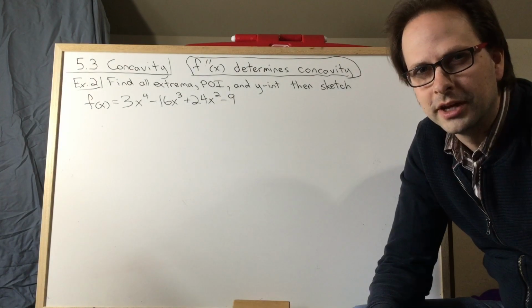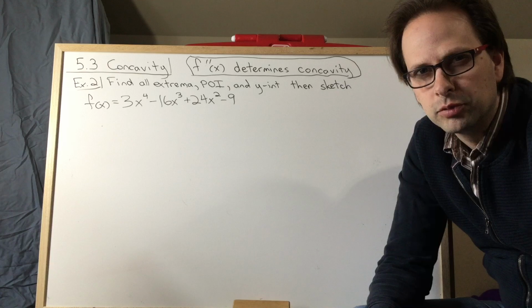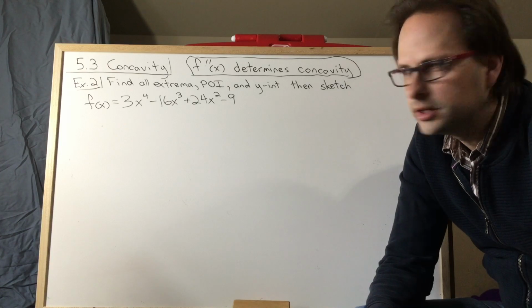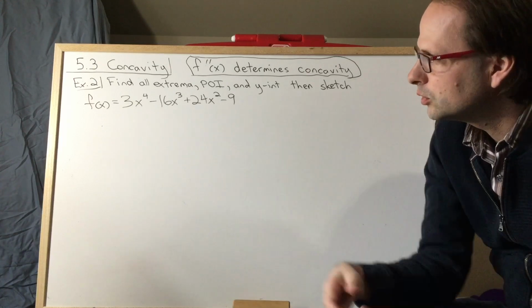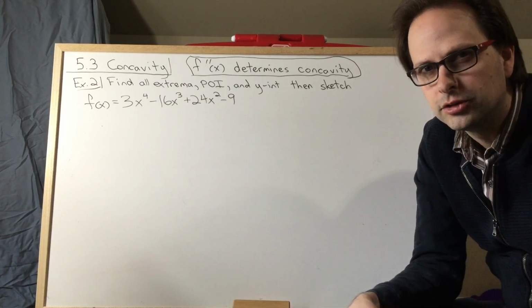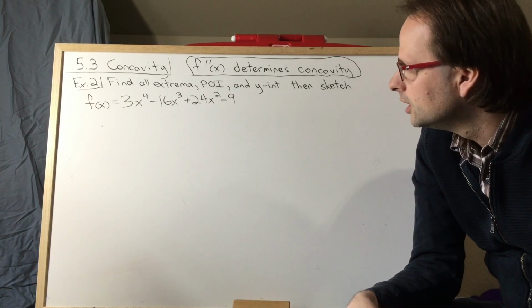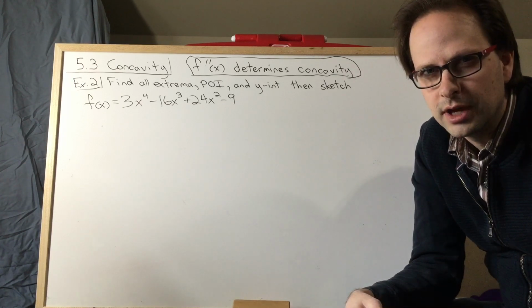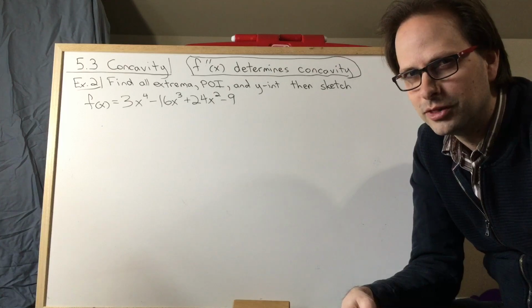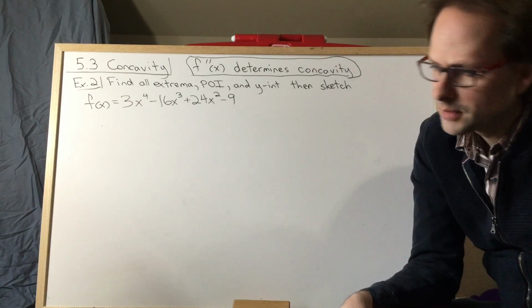Now that we know about inflection points, we can make our graphs with greater accuracy. So here's kind of a biggie question. It's asking you to graph this function with a whole bunch of stuff: all the extrema, the points of inflection, the y-intercept. It doesn't factor well, so we won't look for the x-intercepts, but calculus can give us a way to find those on rough functions as well.